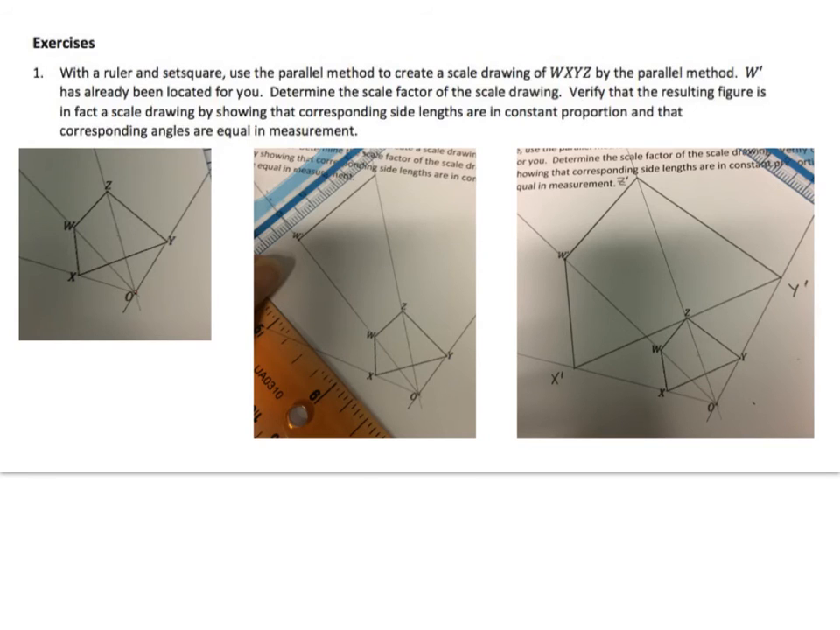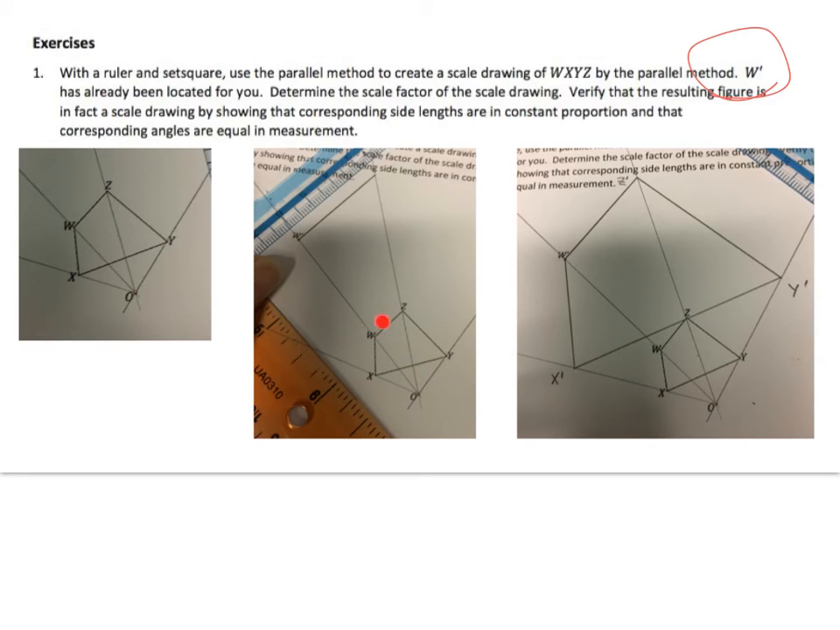Okay, your exercises. There's 3 of them. You'll see a lot of pictures, not a ton of explanation, but we're doing the same thing. So here we are scaling this to W prime. W prime is already there. So the first thing I did was draw rays from O through each point. And if you see, it also went through W prime.